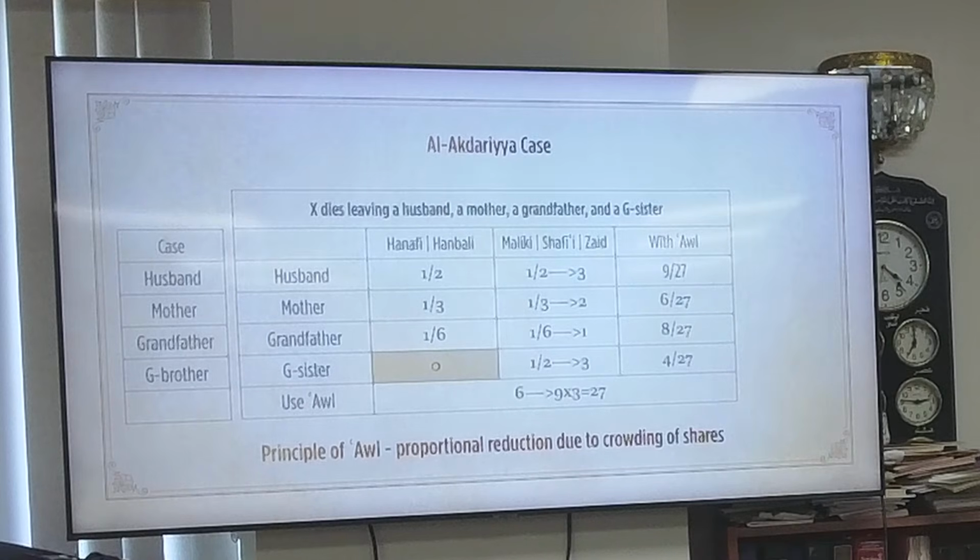it becomes like a third. 9 over 27, 6 over 27, 8 over 27, and 4 over 27. And if you add them, 9 plus 6 is 15, plus 8 is 23, plus 4 is 27.